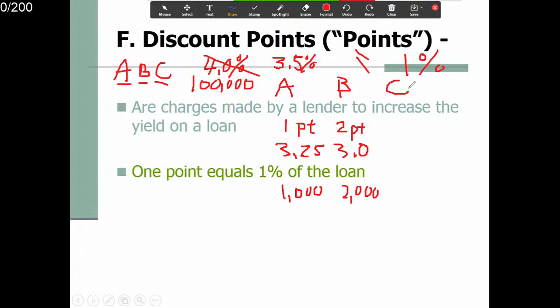Okay, bank C is, oh, wait a minute, I want this customer too, right? You give me 3 points, right? And I'll give you 2.75. Okay, but you have to give me $3,000. So why are the banks giving them a lower rate? Because they want to take the money up front. Right? Rather than waiting for the money, they get the money up front. Okay, they take your money right away, but they give you a better rate. Okay, so that's called discount points. Okay, 1 point equal 1%.